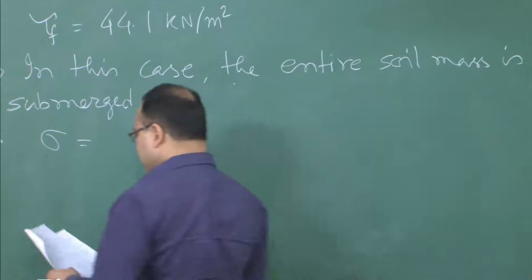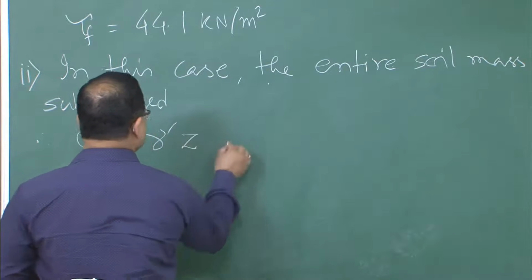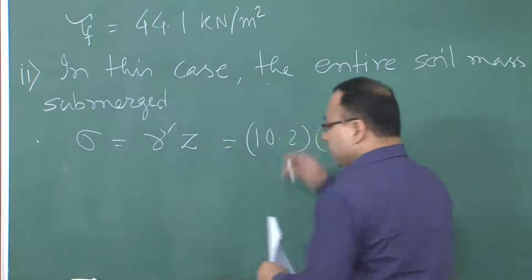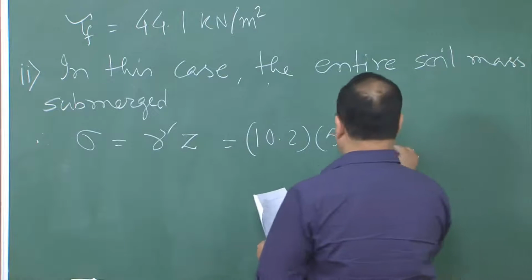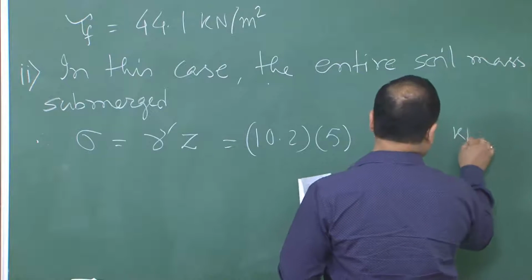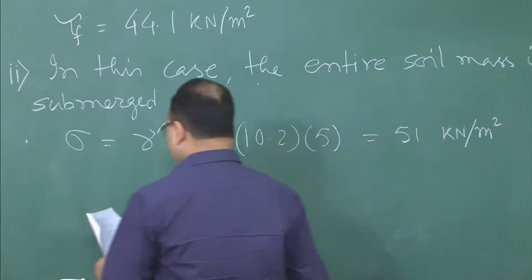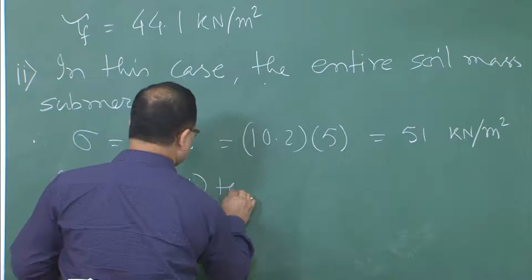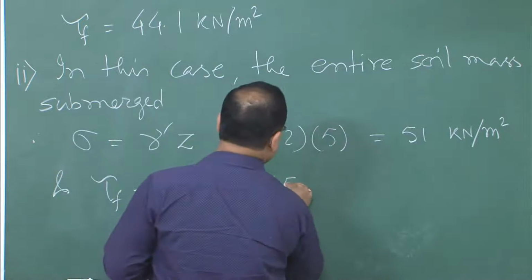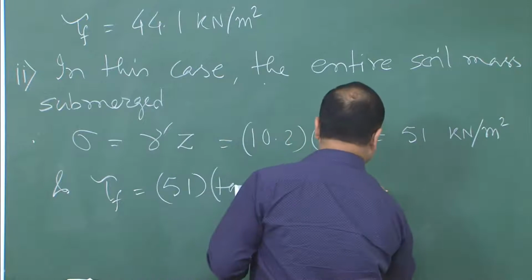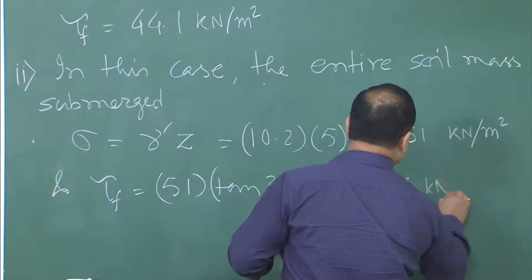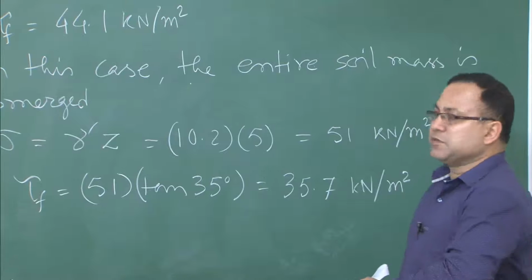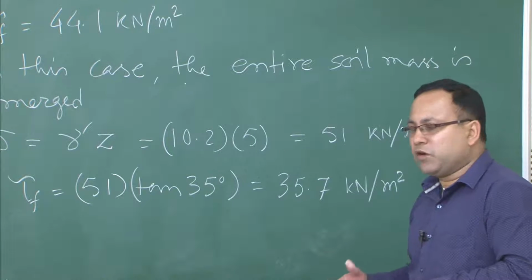So, normal stress will be nothing but gamma submerged into Z. So, gamma submerged is 10.2 into 5, that is the whole depth up to the horizontal plane, and that is coming as 51 kilonewton per meter square, and tau f is equal to 51 tan 35 degree, which is equal to 35.7 kilonewton per meter square.